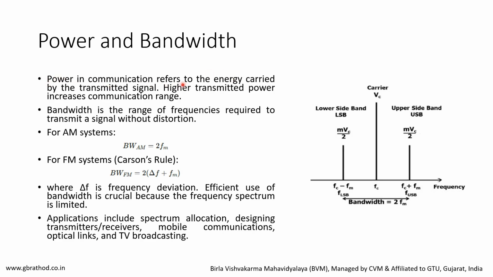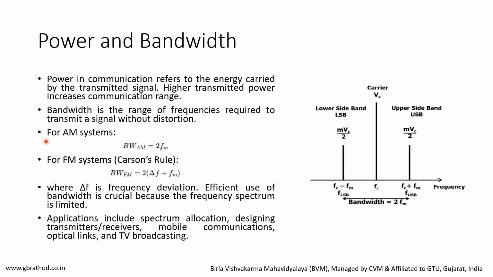Power in communication refers to the energy carried by the transmitted signal. Higher transmitted power increases communication range. Here you can see this graph, a frequency domain graph where the horizontal axis shows frequency. This Fc shows carrier frequency and this Vc is the amplitude of that particular carrier wave. This is a voltage. Bandwidth is the range of frequencies required to transmit a signal without distortion.